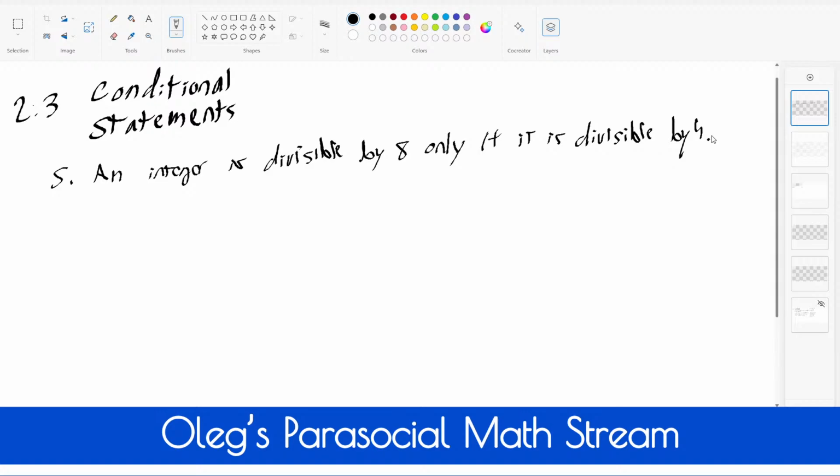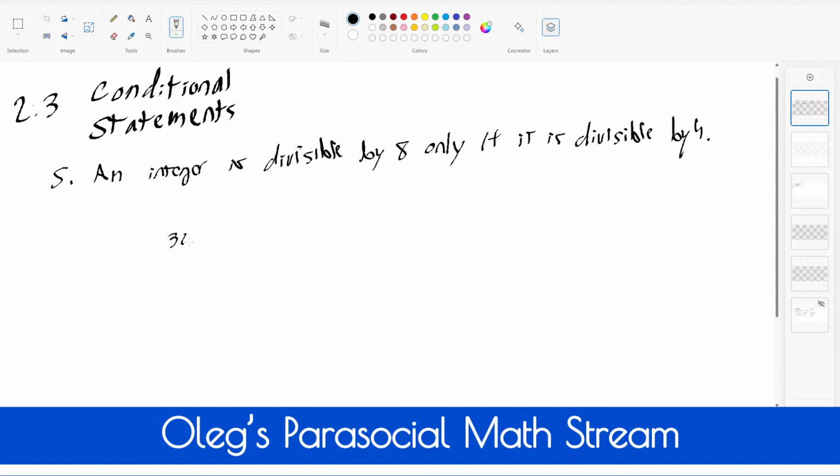An integer is divisible by 8 only if it is divisible by 4. That makes sense. Well, what if it was the other way around? An integer is only divisible by 4 if it was divisible by 8. That doesn't make sense. Wait a minute. Hold on. I'm confusing myself. That's part of proofs, by the way. That's normal. Okay. So let's just use an example.